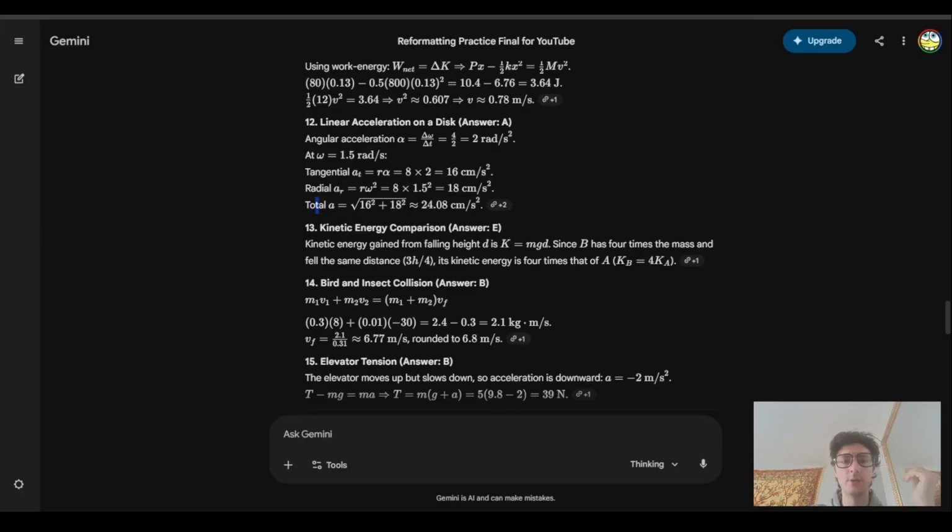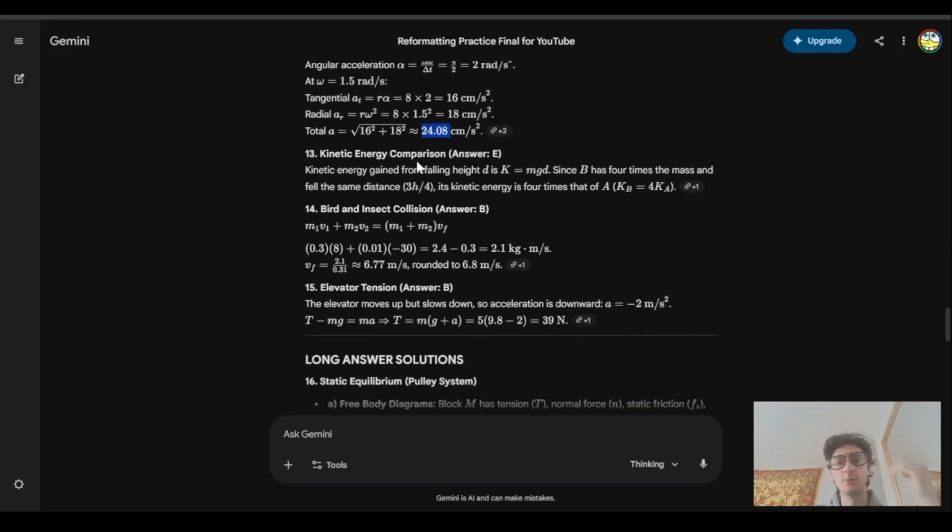You have to use this radial acceleration, which uses that number that we didn't use, that I thought was put in there to trick you. And then you use both of these like legs of the acceleration vector or triangle, and then you combine it to get this. So I think this is 4 multiple choice wrong.